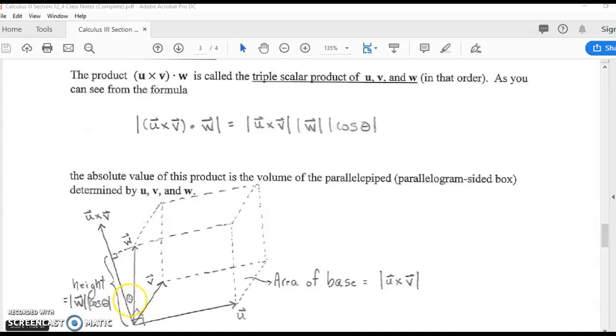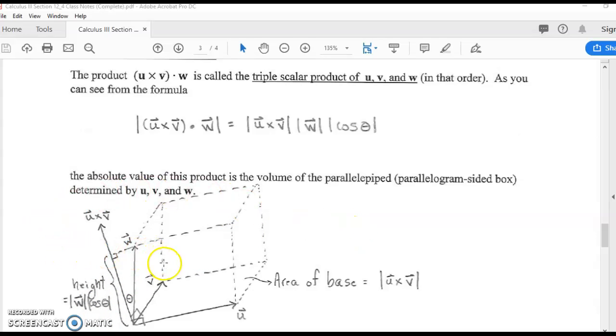Okay, so what is that? Well, this angle, let's see. The cosine of the angle theta is the height over the hypotenuse, right? Adjacent over hypotenuse. Hypotenuse is the length of w. So in other words, the height is the length of w times the cosine of the angle theta. Now, we know height's positive, so I want to make sure I take the absolute value of that cosine of theta, because cosine of theta could be negative if the angle were bigger than 90 degrees.